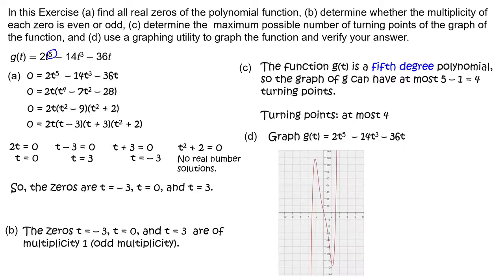Part D. Graph g of t equals 2t to the fifth minus 14t cubed minus 36t. Note that the x-intercepts are (negative 3, 0), (0, 0), and (3, 0). Also note that the function g of t has 2 turning points.